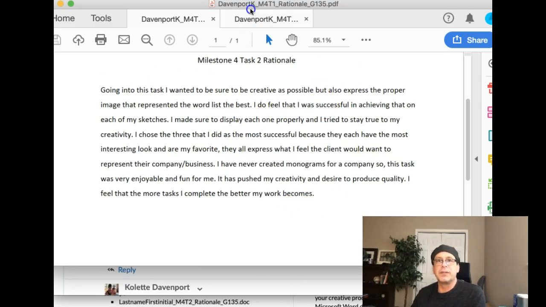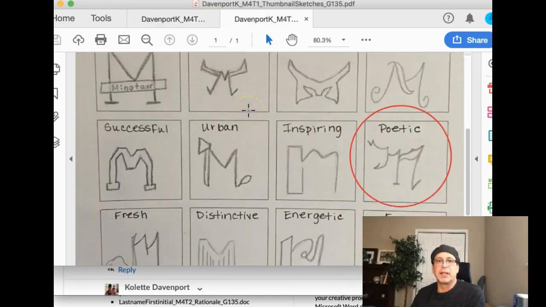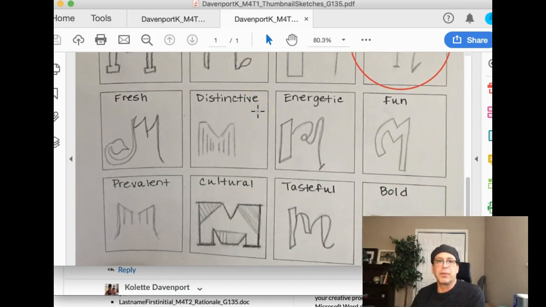So good job here. Let's go ahead and jump over to your sketches. Good job labeling your sketches. That's really fantastic. It gives me a really great idea of your thought process. So at this point, this is what I'm going to say. I think these are good. I think this distinctive one is great.